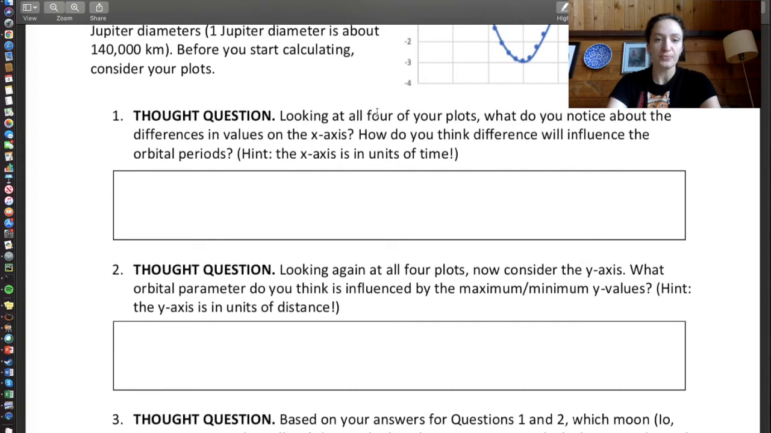So number 1, look at all 4 of your plots. What do you notice about the differences in values on the x-axis? How do you think this difference will influence the orbital periods?